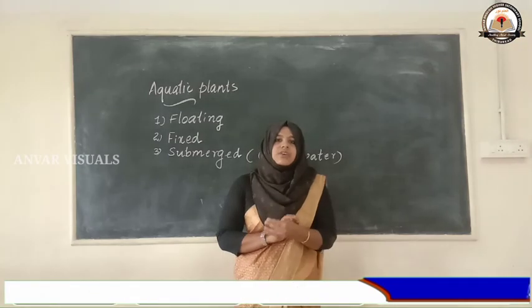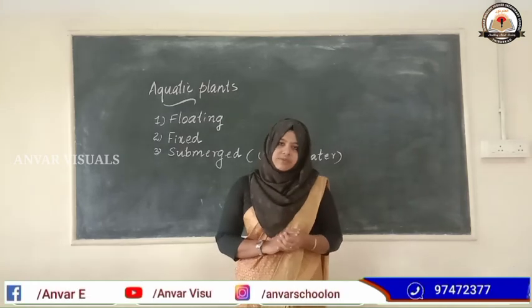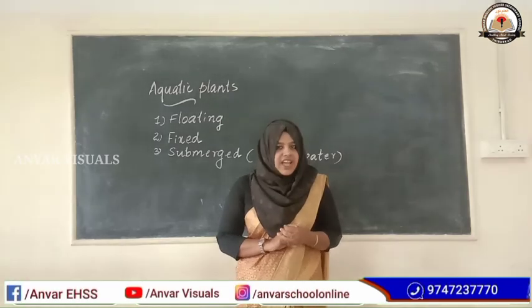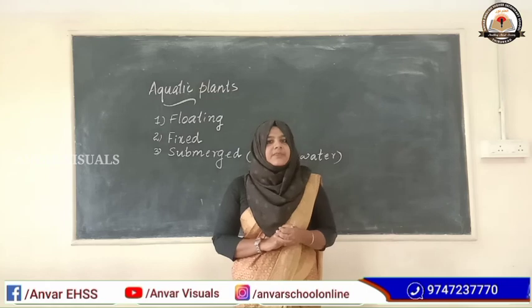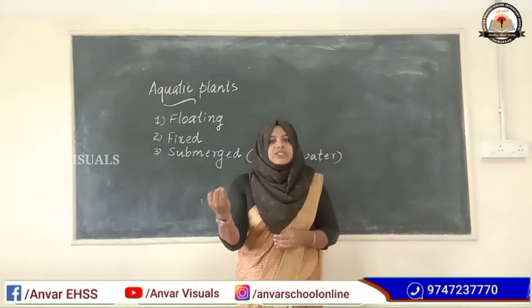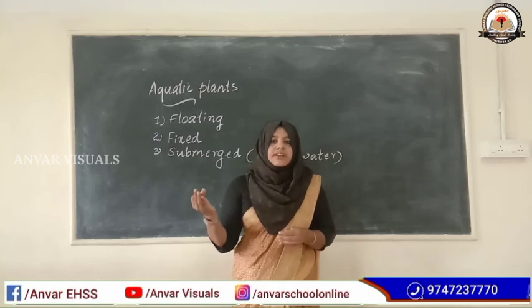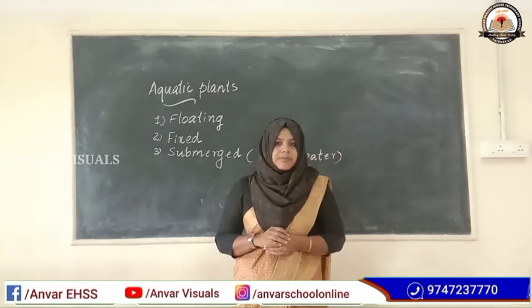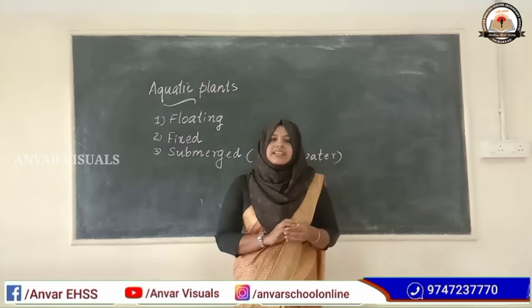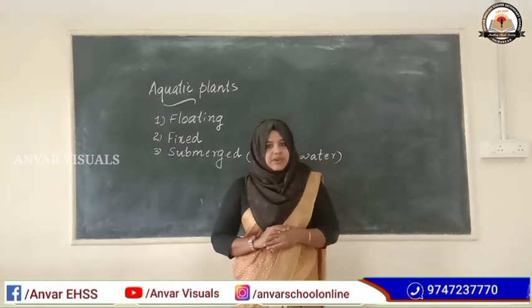So these are all about the three types of aquatic plants. The three types of aquatic plants are floating aquatic plants, fixed aquatic plants and underwater or submerged aquatic plants. Is it clear? And you have to study the examples for these three groups of aquatic plants.